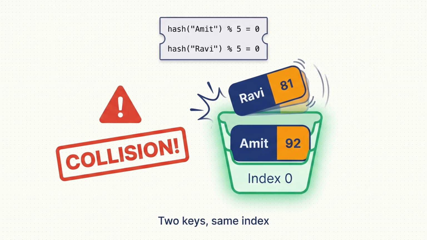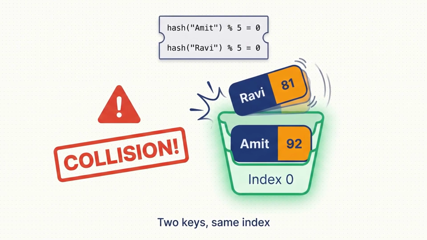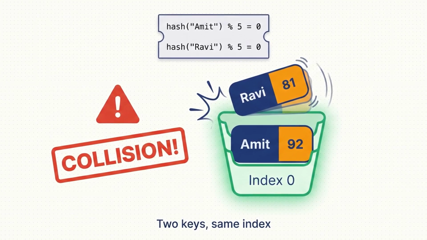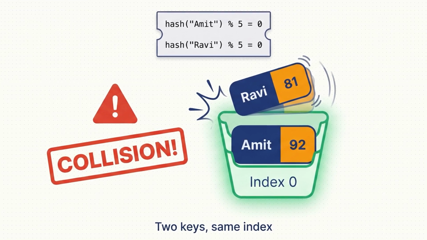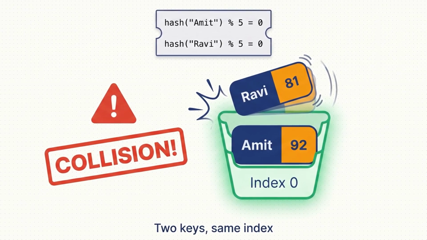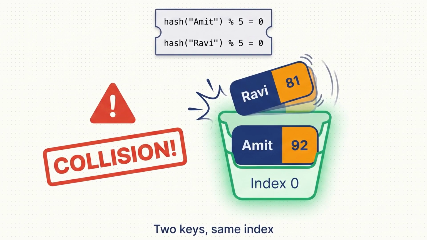But here's the catch. We have far more possible keys than buckets. So sooner or later, 2 different keys will hash to the same index. Amit maps to bucket 0, and so does Ravi. That's called a collision. It's not a bug, it's expected. What matters is how the hash map handles it.